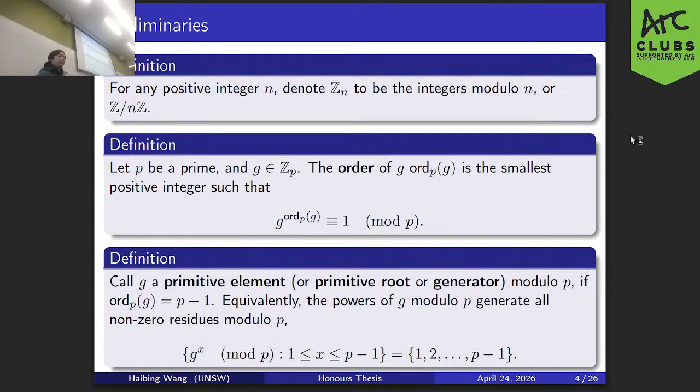And if there's a special case where it's what we call a primitive element or a generator, if the order is p minus 1. What this means in this case is that if you take all of the powers of g, you will actually get all the non-zero remainders from 1 to p minus 1.